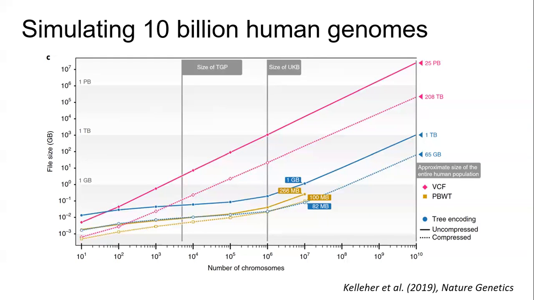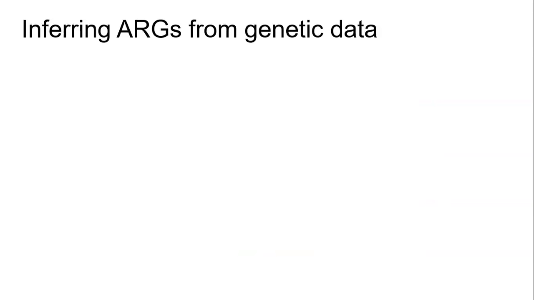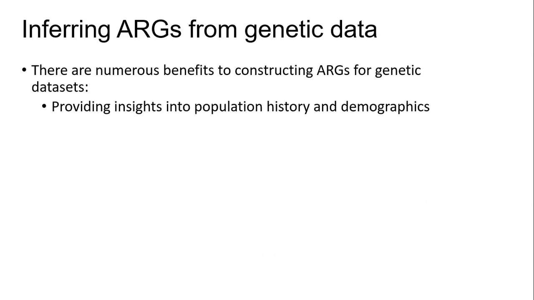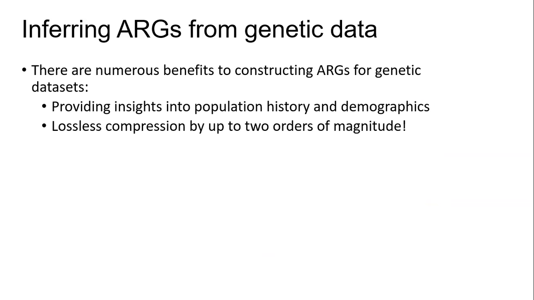So here we're talking about the size we need to store simulated genomes, but a lot of what we want to do is with real genomes that we've sequenced. There are numerous benefits to being able to infer these tree sequences from data. First is that we can understand population history and ancestry from the structure of the trees. And secondly, as I said, it's a lossless compression algorithm that gives at least 2 orders of magnitude of compression. So it saves an enormous amount of space.